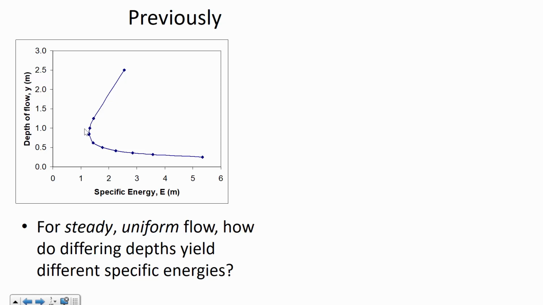Do you remember what we call this location where there's the minimum specific energy? What's special about that spot at the far left edge of the figure? It's critical. Yeah, that's right. It's critical. And so the minimum specific energy corresponds to the critical depth. And the critical depth is the depth at which there's the most hydraulic efficiency.